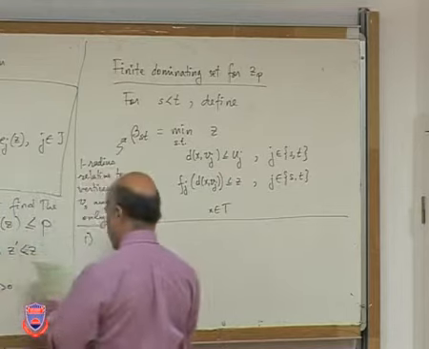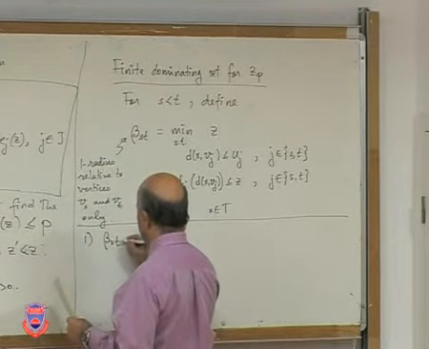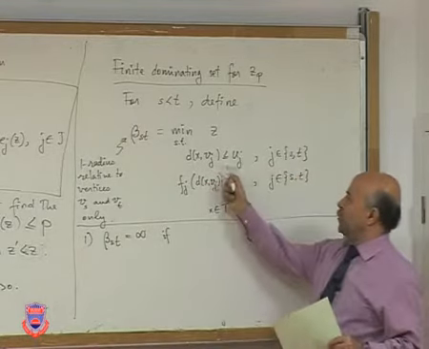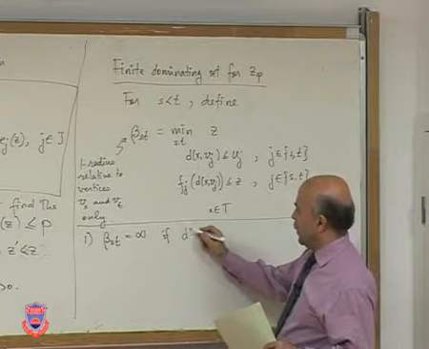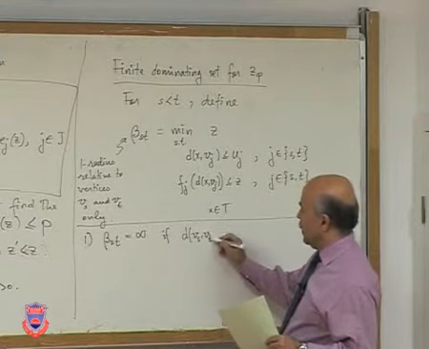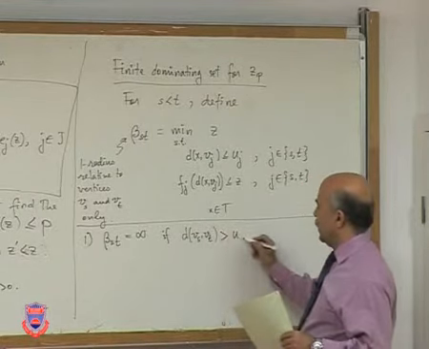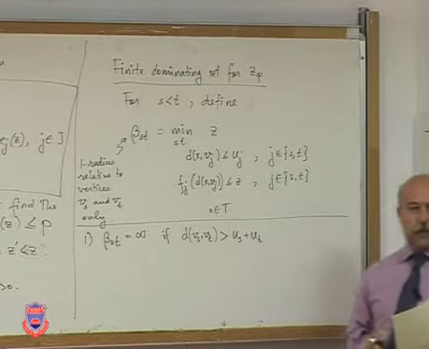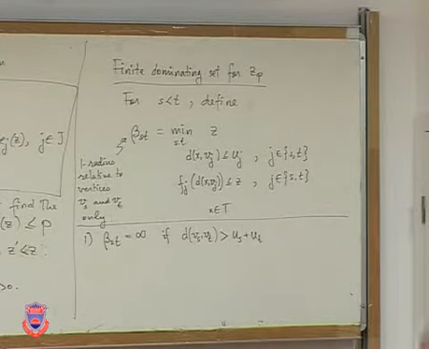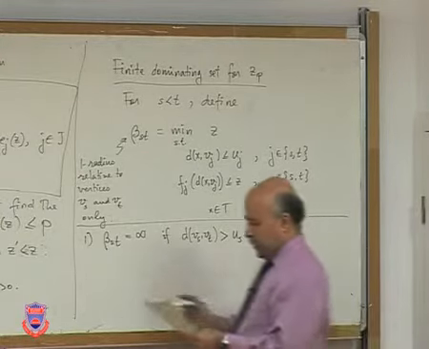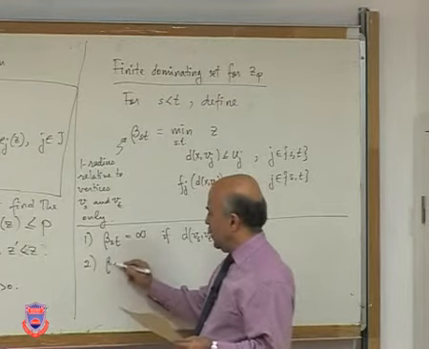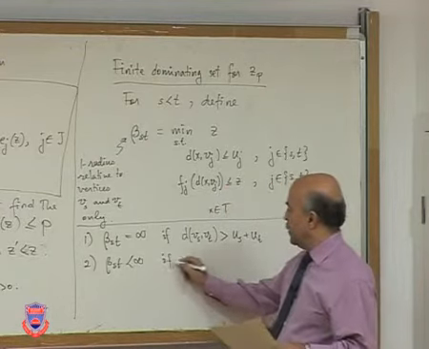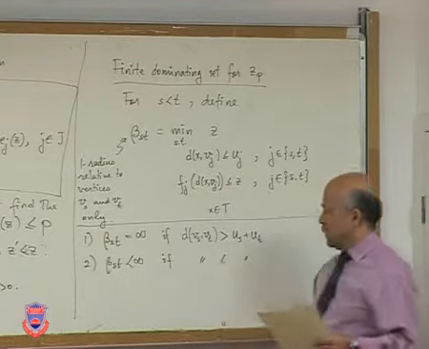Here are some observations. Beta st is infinity if there's no feasible solution. And when will that happen? It will happen when the distance between S and T is actually greater than the sum of the upper bounds, US plus UT. Okay? They don't reach each other. If this is not the case, beta st is certainly finite.